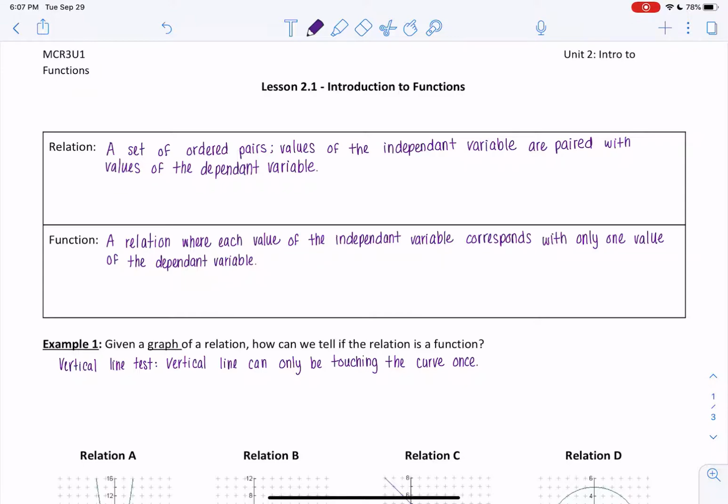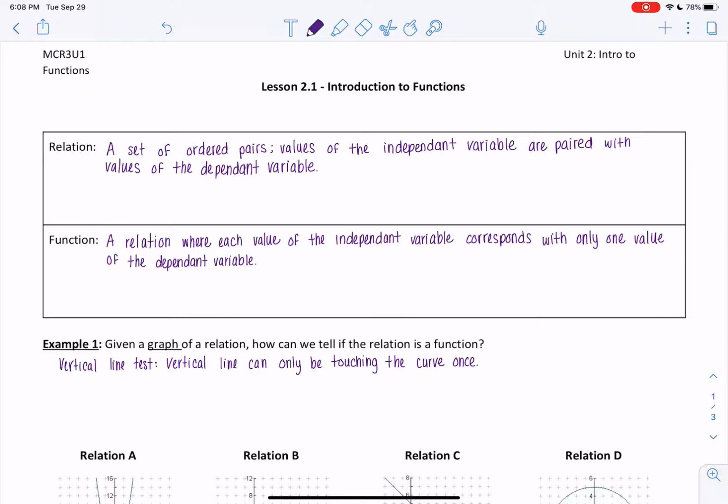The first one is a relation. And a relation is a set of ordered pairs, which are values of the independent variable that are paired with values of the dependent variable. So some examples could just be a bunch of coordinates. It could be a line on a graph. It could be a parabola. There are loads and loads of examples which we'll go through throughout the lesson.